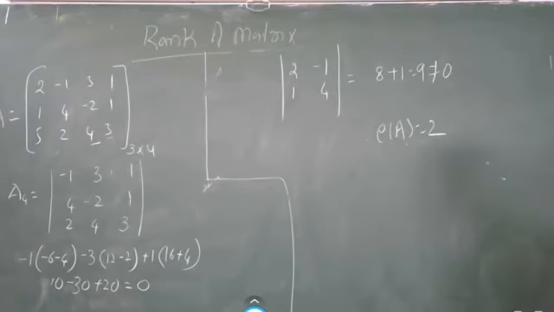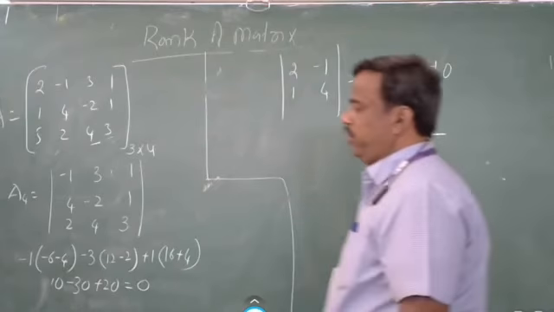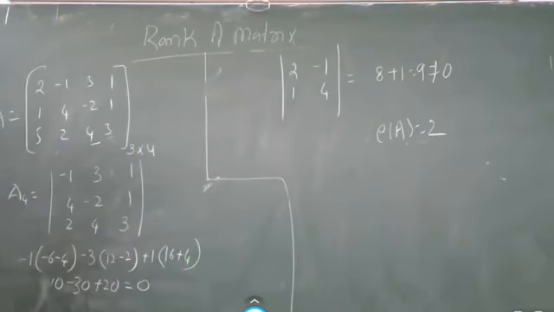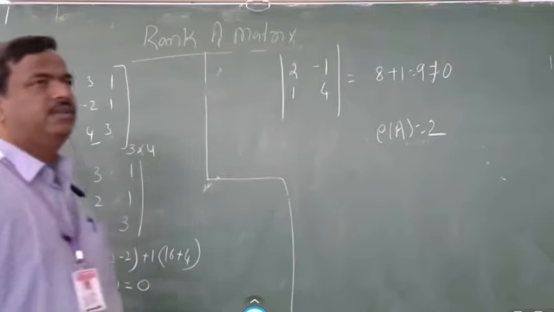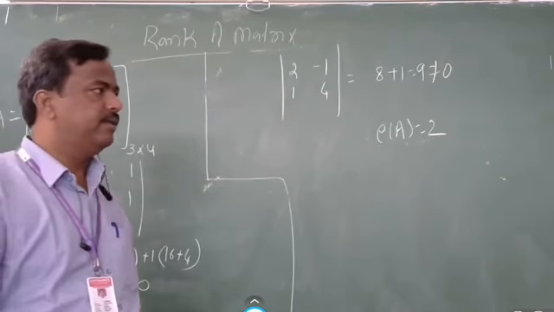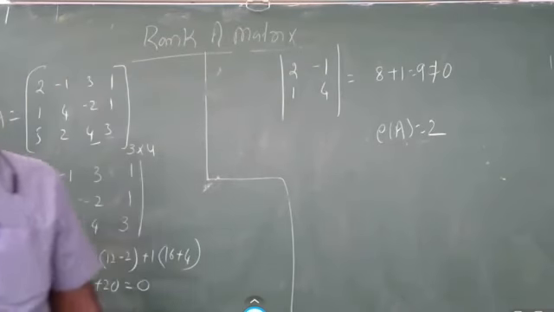So what we want to do? You need to find the determinants until you get not equal to 0. Where you are getting not equal to 0, then find the order. That order itself is the rank of matrix.